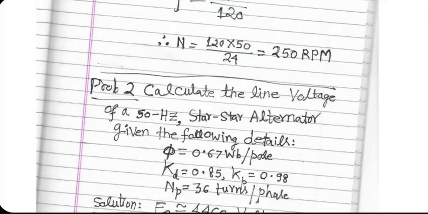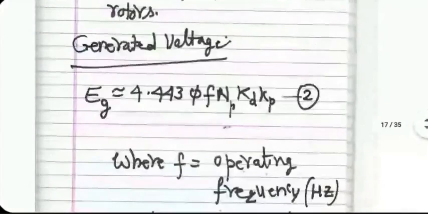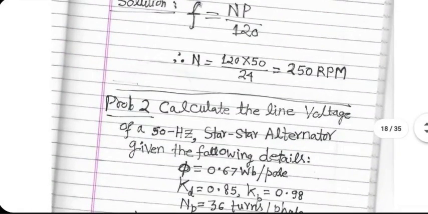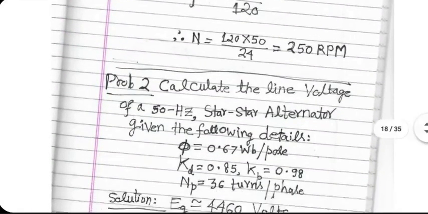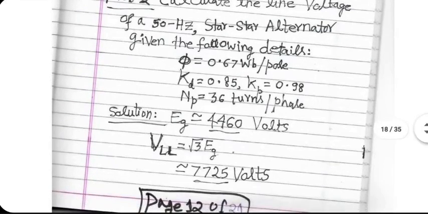The catch here is that the value that you will calculate using this equation will be the phase voltage magnitude, while the question is about line voltage. And it's a star alternator. You know that for star-star systems, line voltage magnitude is square root of 3 multiplied by phase voltage magnitude. So that you have to keep in mind.